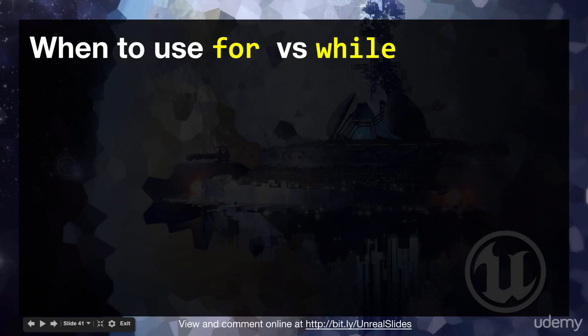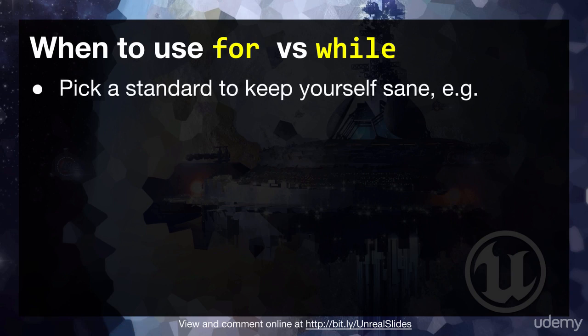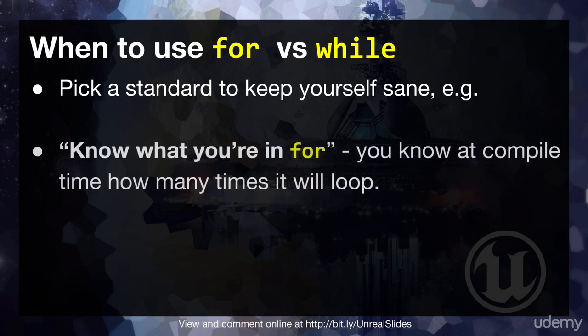So there are 2 types of loops. One is called for and one is called while. We're going to concern ourselves with for for the moment. How do we know when to use each? Well, they can both do exactly the same thing. They can be converted to one another. So let's pick a standard to keep ourselves sane. I'm going to go with this.